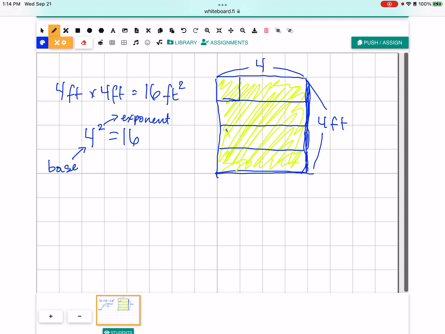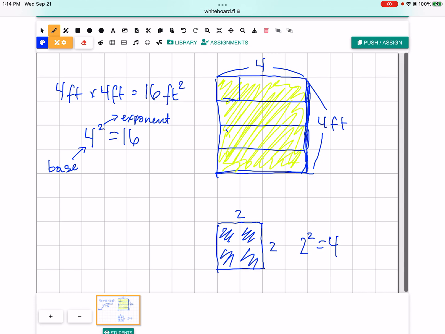So is this true with other numbers? What about 2 times 2? Can we find, what is 2 times 2? So this is the side of 2, and this is the side of 2. 2 squared will be 4, right? And so 4 is the perfect square of 2.